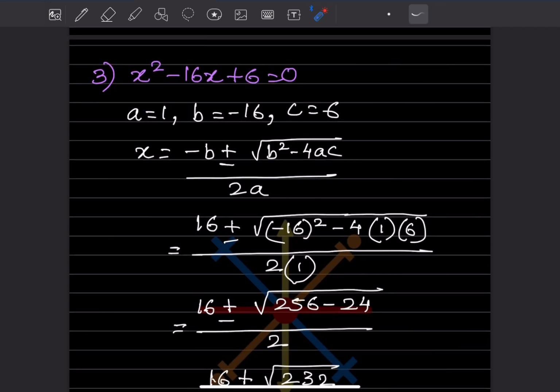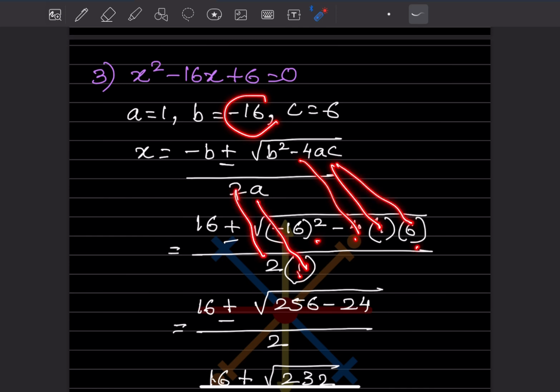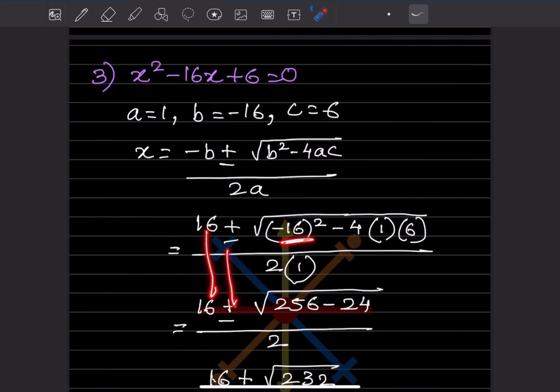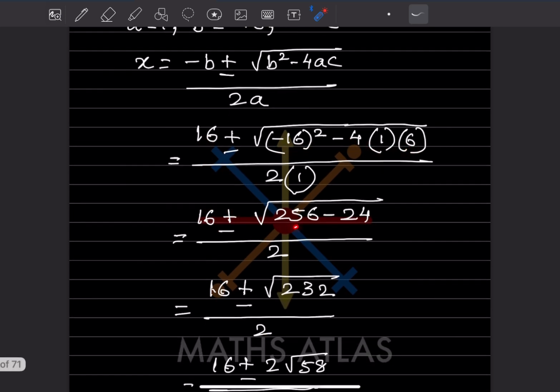Now here it is given as x square minus 16x plus 6 is equal to 0. So a is 1, b is minus 16, and c is 6. This is the quadratic formula, so you have to just put in the values. Minus b becomes plus 16, plus or minus root of minus 16 square minus 4 into a is 1 and c is 6, divided by 2 into 1. So 16 plus or minus, minus 16 into minus 16 will be 256, and minus 24, divided by 2. So this is 16 plus or minus root of 232 divided by 2.